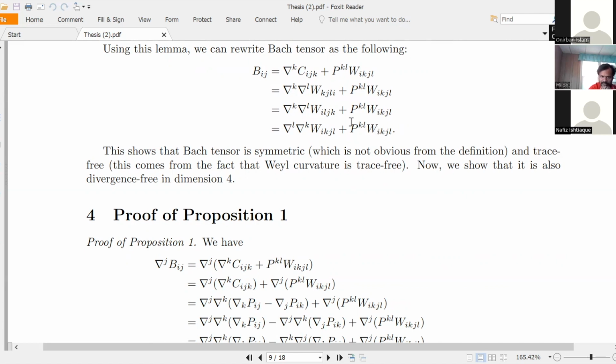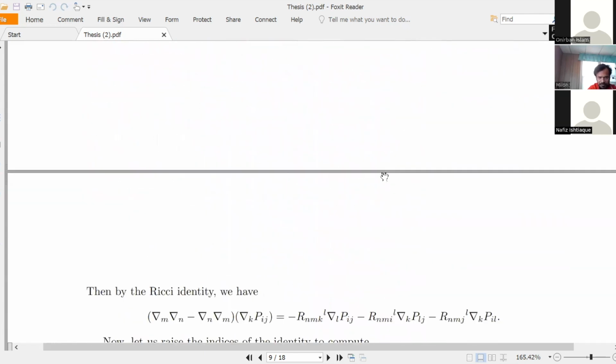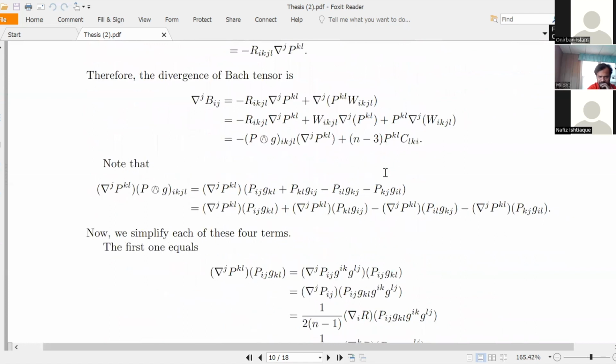What I'm thinking is not correct. So B is completely written in terms of the Schouten tensor. That's good from a conformal geometric point of view. Then I did this stupid computation. I'm going to skip all this computation.